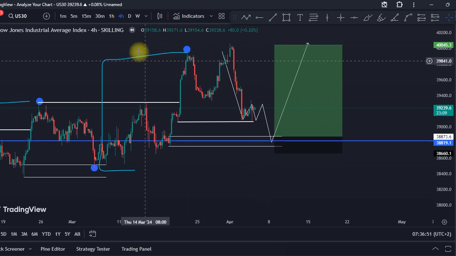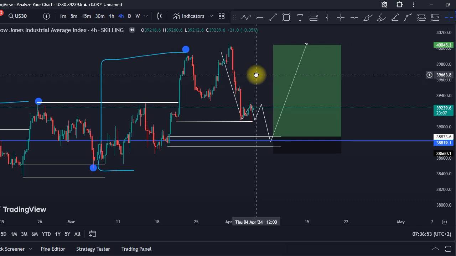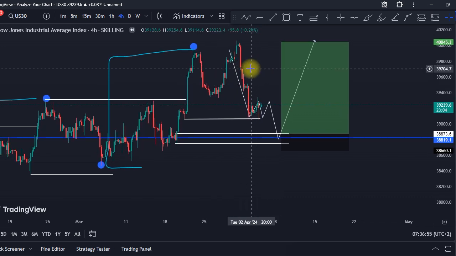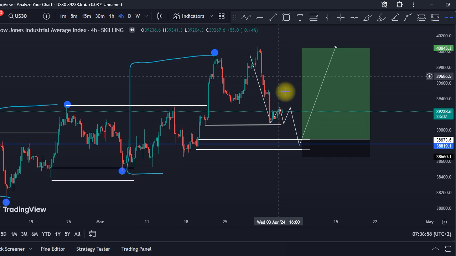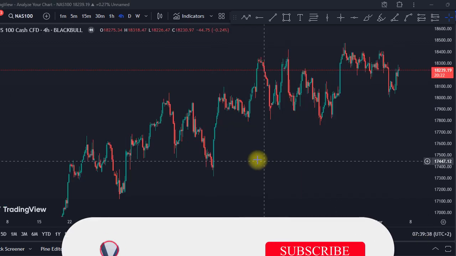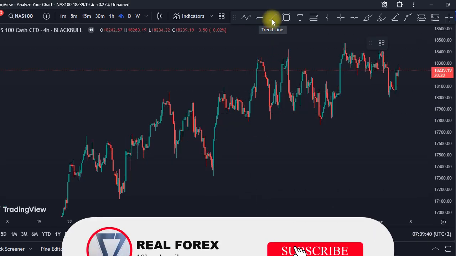Now I'm gonna go to a different time frame. I'm gonna go actually a different pair. I'm gonna go to NASDAQ now, and I'm gonna do the same thing and then show you what I think is going to happen in the market. Okay guys, so here we are on the 4-hour time frame of NASDAQ.